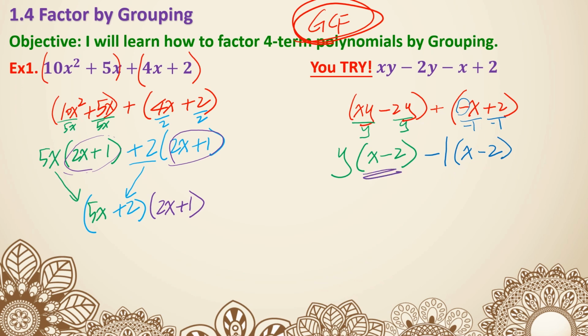And if you check, the two parentheses are the same again. So I can just put them on the back. And let's see what's left. If you take away the x minus 2, you have a y left in the front. And then you have a -1 left on the end.